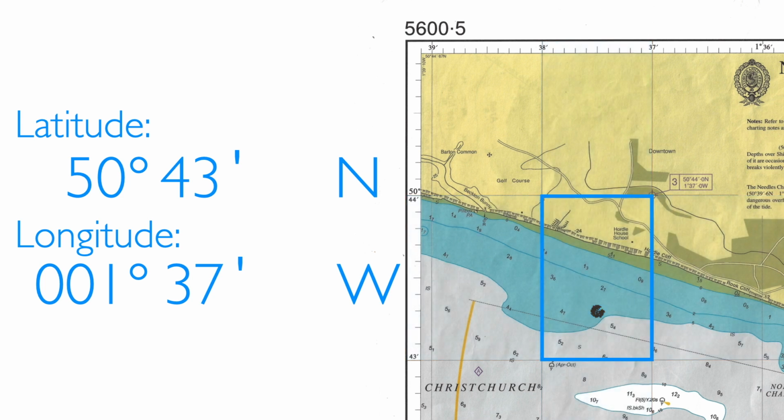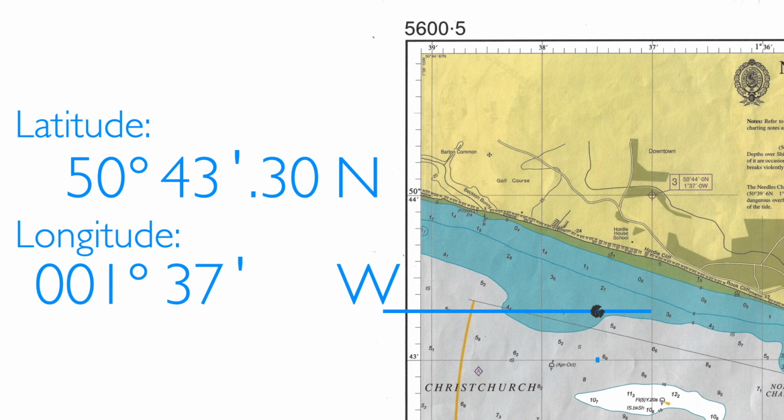Then in the last stage, we get really accurate by using the decimal scale between the 2 minutes. Remembering to read them from the smaller minute to the larger minute. So our latitude decimal is decimal 30 and our longitude decimal is decimal 50. So our latitude and longitude in full is 50 degrees 43 minutes decimal 30 north, 001 degree 37 minutes decimal 50 west.